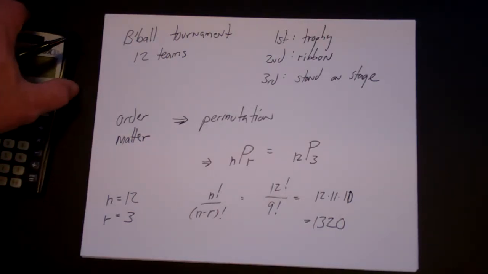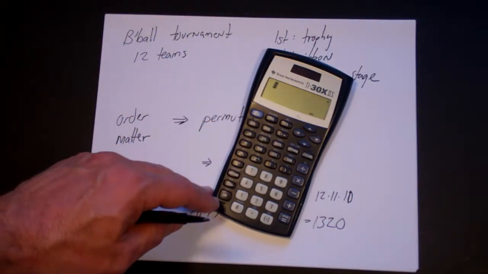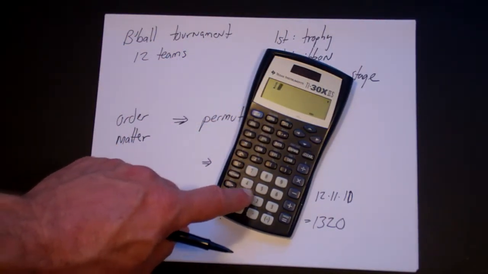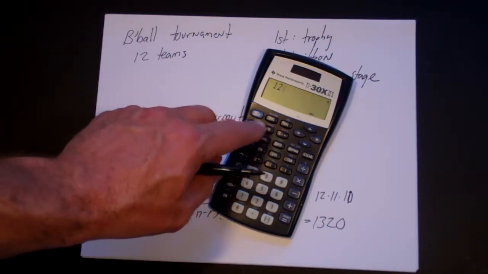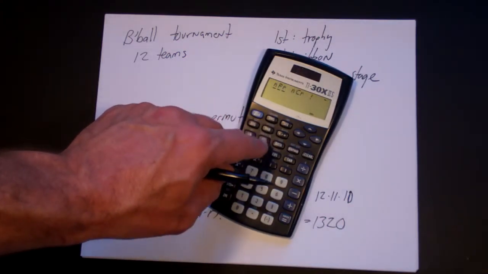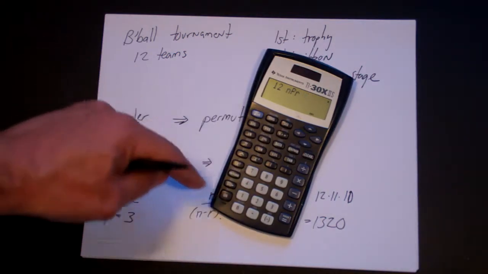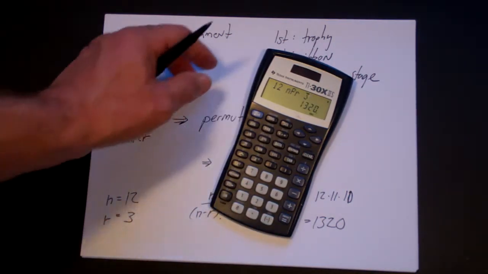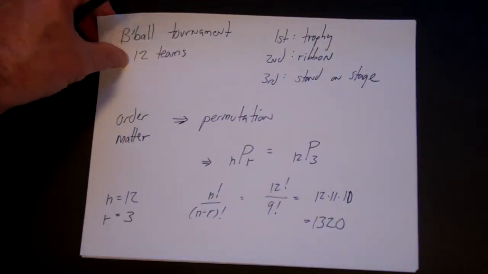You can also do that on a calculator. On a calculator, you have to think about how to do this. This would be 12, and then you want P. Usually it's under a button called PRB. Sometimes you can look at the button itself. In this case, you go right there, you hit enter, and it's 12P3, and you get 1320. And that's an example of a permutation problem.